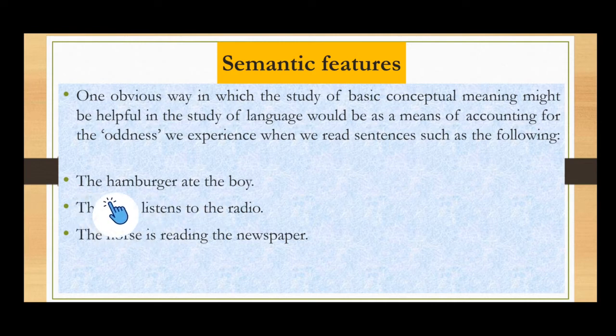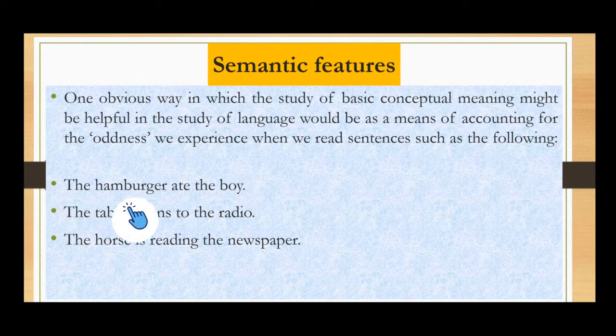The hamburger ate the boy. Now, if you look at the sentence, we know the conceptual meaning of the hamburger, we know the conceptual meaning of ate, and we know the conceptual meaning of the boy. If we didn't know the conceptual meanings, perhaps we would not call the sentence odd; we would call it grammatically or semantically correct. Right now, we call this sentence an odd sentence.